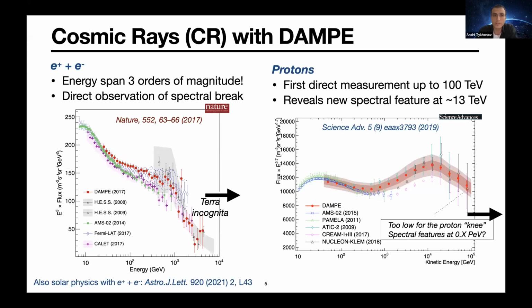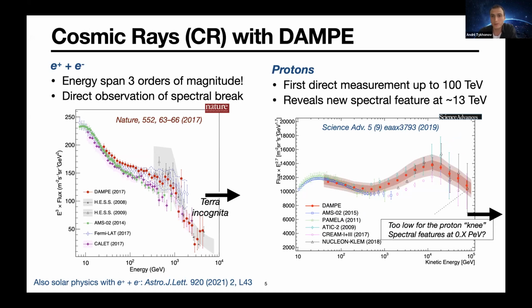The major physics goals of DAMPE include the measurement of the cosmic ray electron plus positron spectrum, and this was the first paper, published in 2017 in Nature. This unique measurement spans 3 orders of magnitude in energy and reveals for the first time structure in the spectrum, which is attributed to a local nearby cosmic ray source.